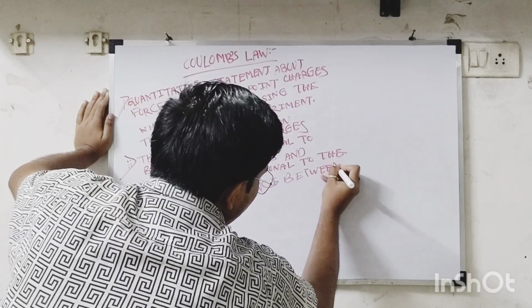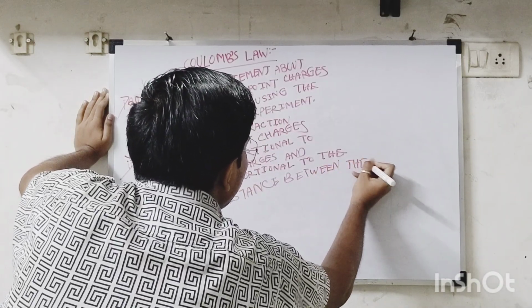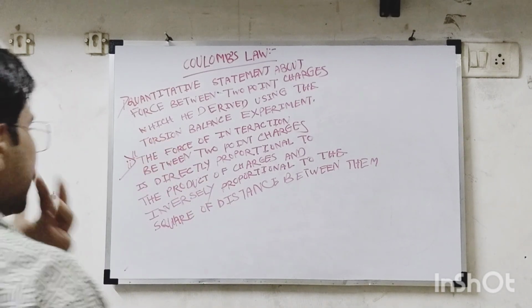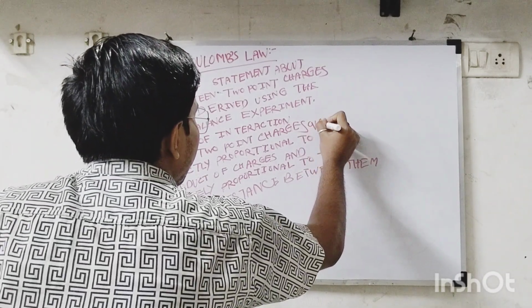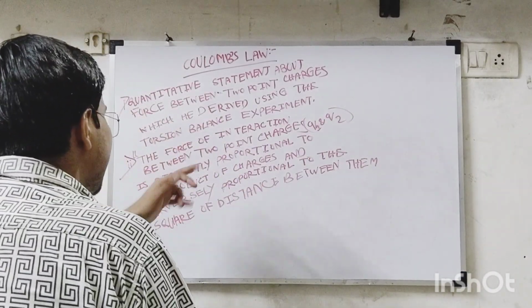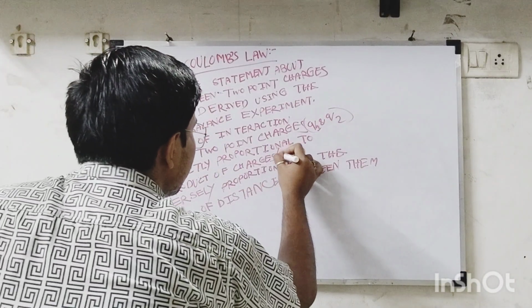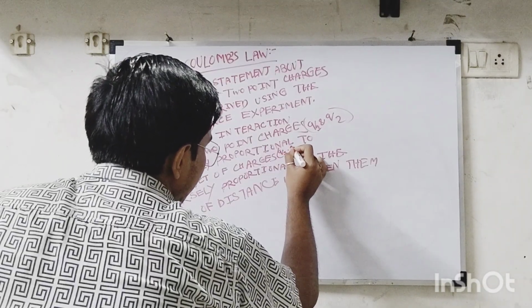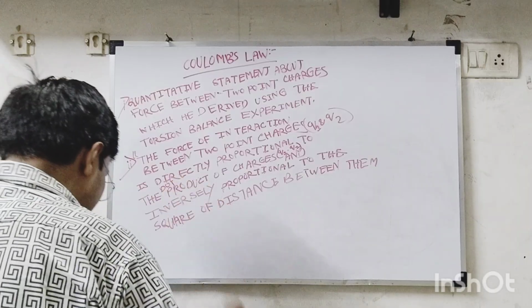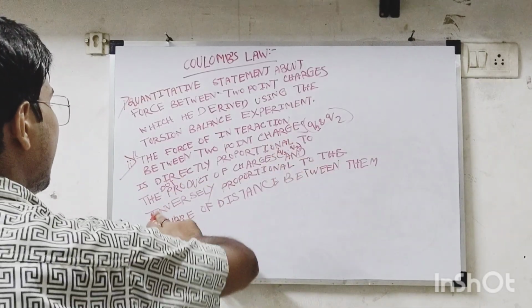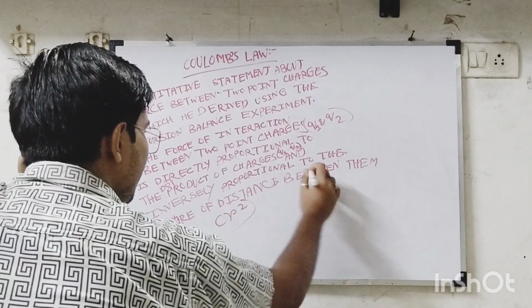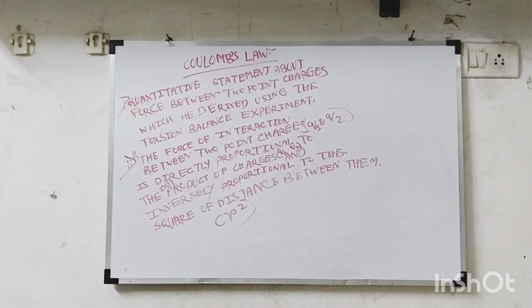If you are asked in the exam to define Coulomb's law, then you will write: the force of interaction between 2 point charges Q1 and Q2 is directly proportional to the product of charges, and inversely proportional to the square of distance, meaning r square, between them. This is the main point.